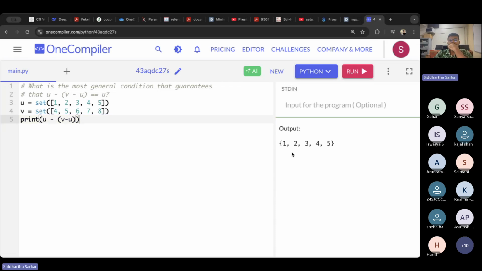So now let us print U minus (V minus U). So we have the set U itself, 1, 2, 3, 4, 5. Even if there are some common elements, the sets are not disjoint. Are they disjoint? No, they have common elements, 4 and 5. So even if they are not disjoint, we can see that U minus (V minus U) is the set U itself. Does that make sense?